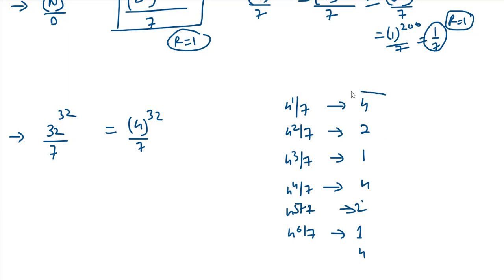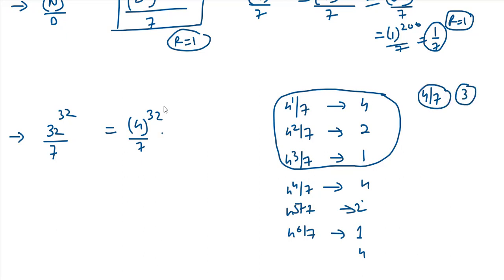If you observe, the values are repeating in a set of 3 numbers. So the cyclicity of 4 when divided by 7 is 3. We will express this power in the form of 3k plus n, where the value of n can be 0, 1 or 2. If the value of n comes out to be 2, we'll check the remainder for 4 raised to 2. If the value of n comes out to be 1, we'll check the remainder of 4 raised to 1 by 7, so it will be 4.